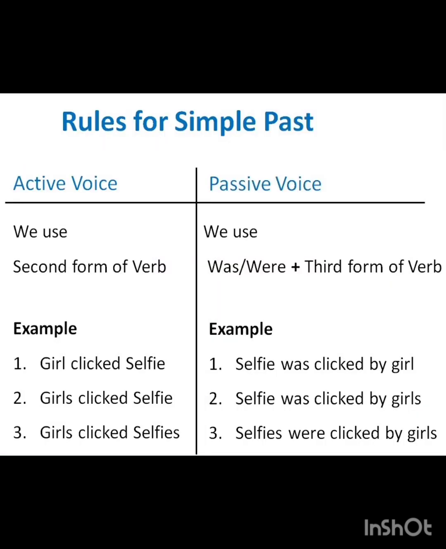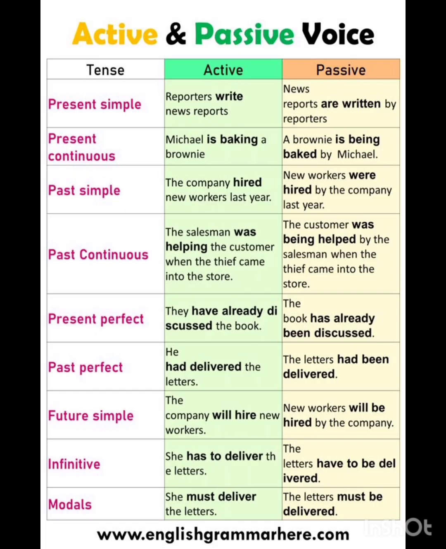Now, how to transform the sentence when the given sentence is in simple past tense. In active voice, simple past tense, we use the second form of the verb, whereas in passive voice, we use was or were plus the third form of the verb. Example, if in the active voice it's girl clicked selfie, in the passive, selfie was clicked by girl. Check this page and understand the transformation.